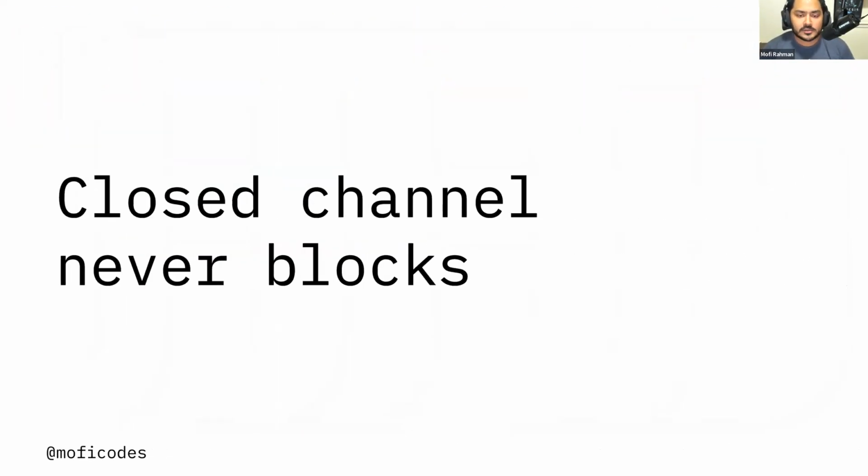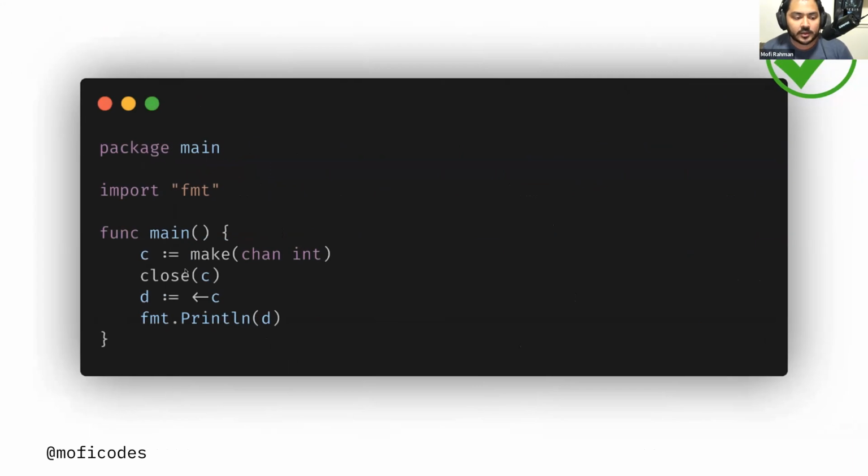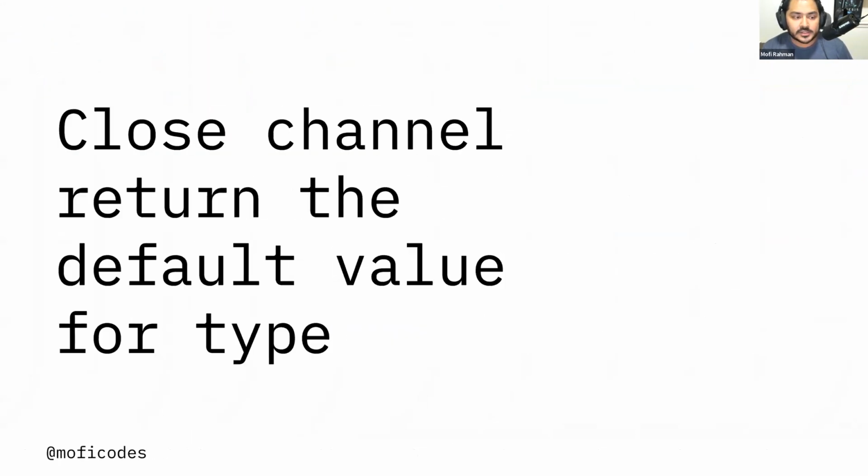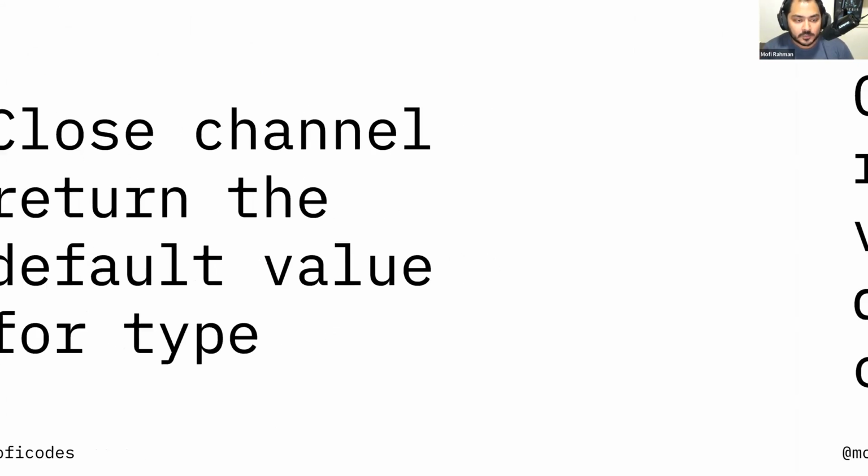If you have a channel that is closed and you try to read some data from it, we can create a new channel of type int. We close the channel immediately and try to read some data. If I print that data out, you're going to see it printed as 0 because, again, a closed channel doesn't block, it just sends back the default value. A closed channel returns the default value for the type. In this case it was int, so we got 0 back. For other types, it could be an empty string or false or what have you.